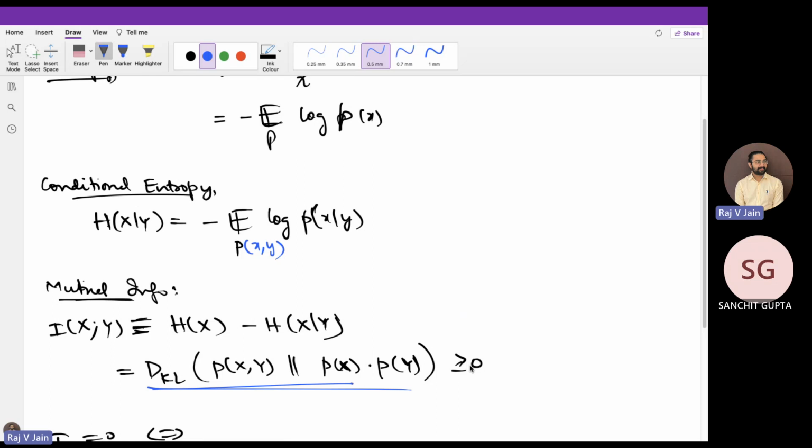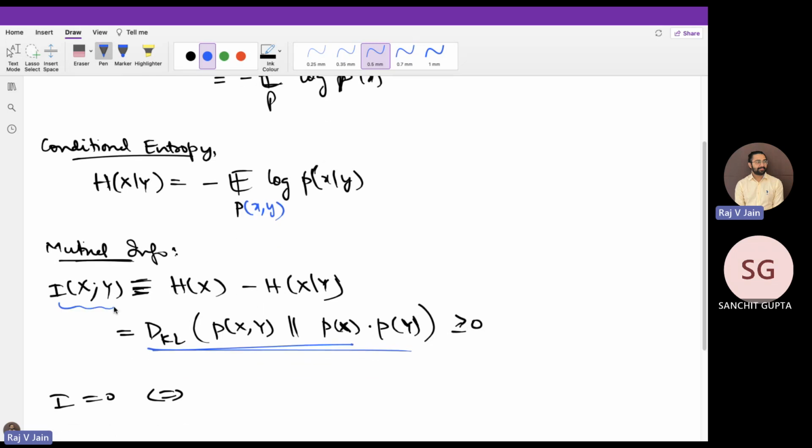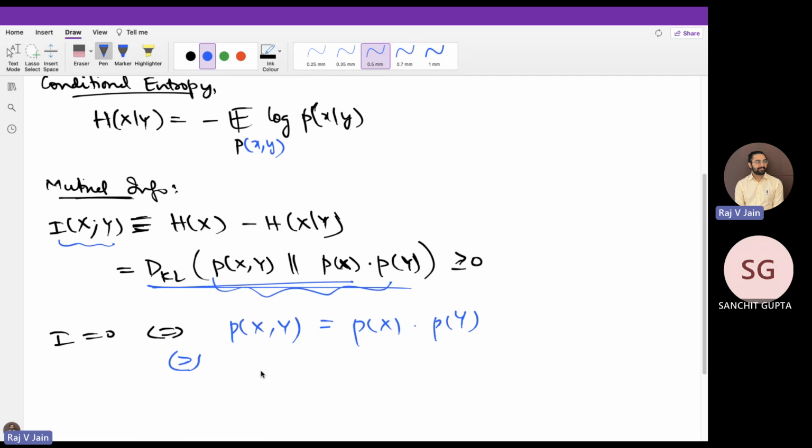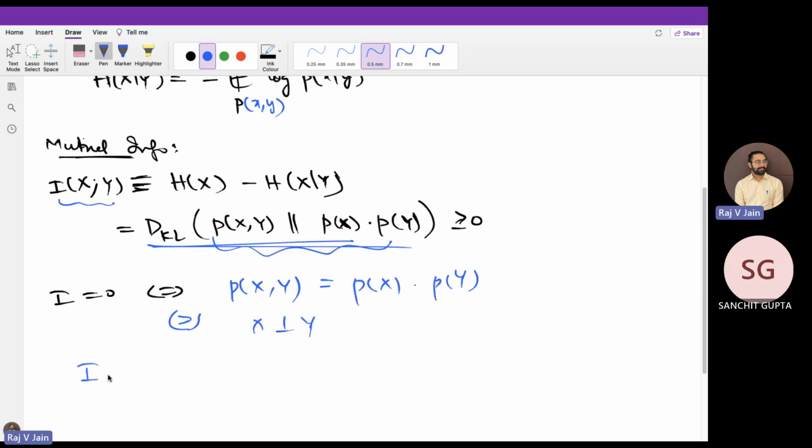Again, we know that DKL is greater than 0. So mutual information is non-negative. The idea is that if the mutual information is 0, these two distributions are equal. That means I can write P of X comma Y equal to P of X times P of Y, which means that by definition, X and Y are independent. And vice versa: if I is 0, it means X and Y are independent.